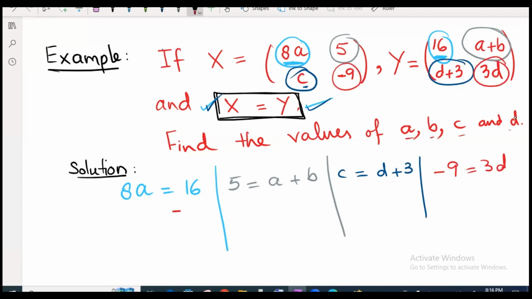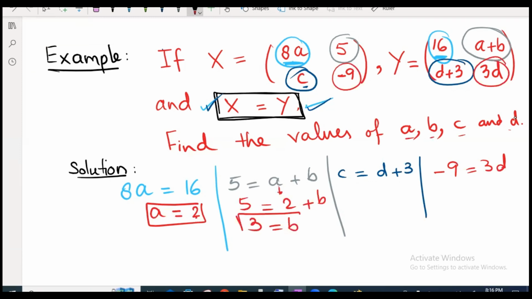Then a equals 16 over 8, which is 2. Okay, put the value of a here. 2 plus b is 3, right? b equals 3. Great.